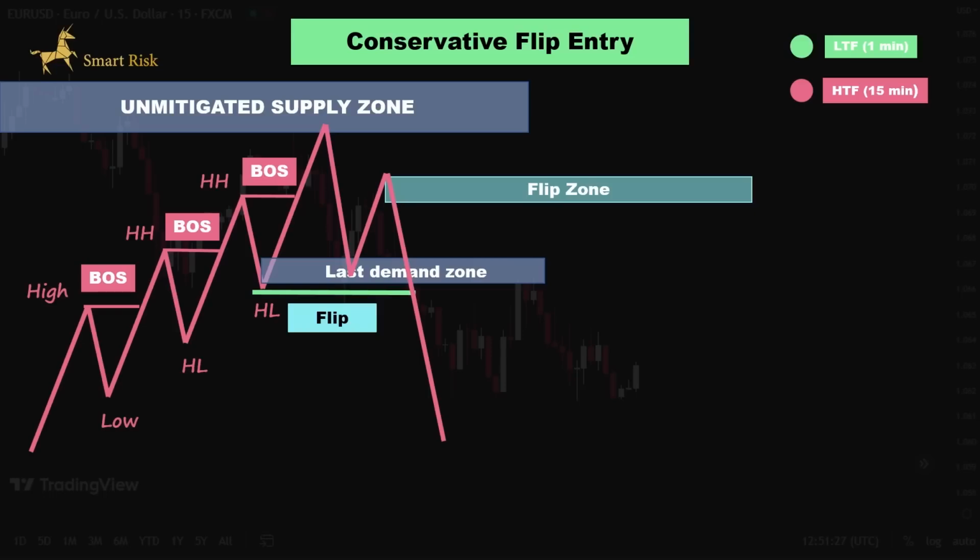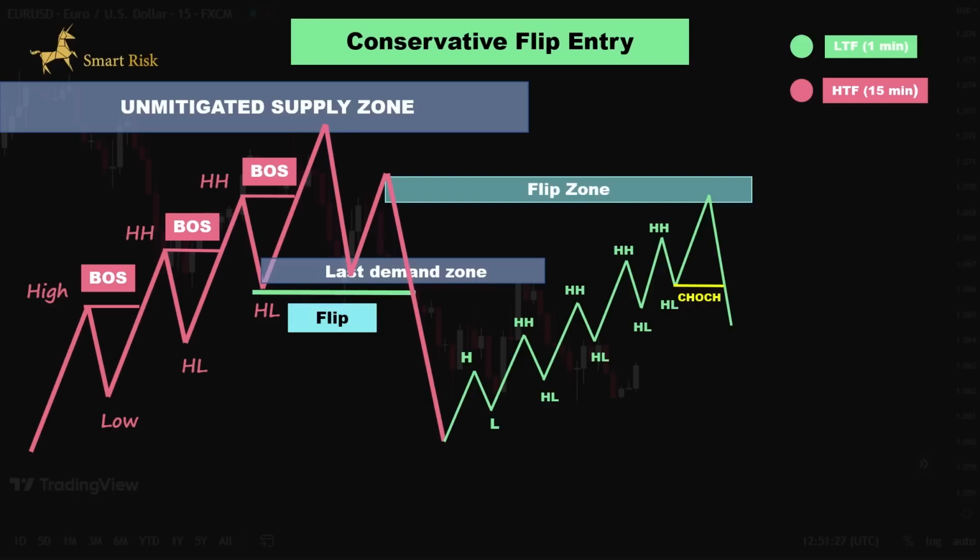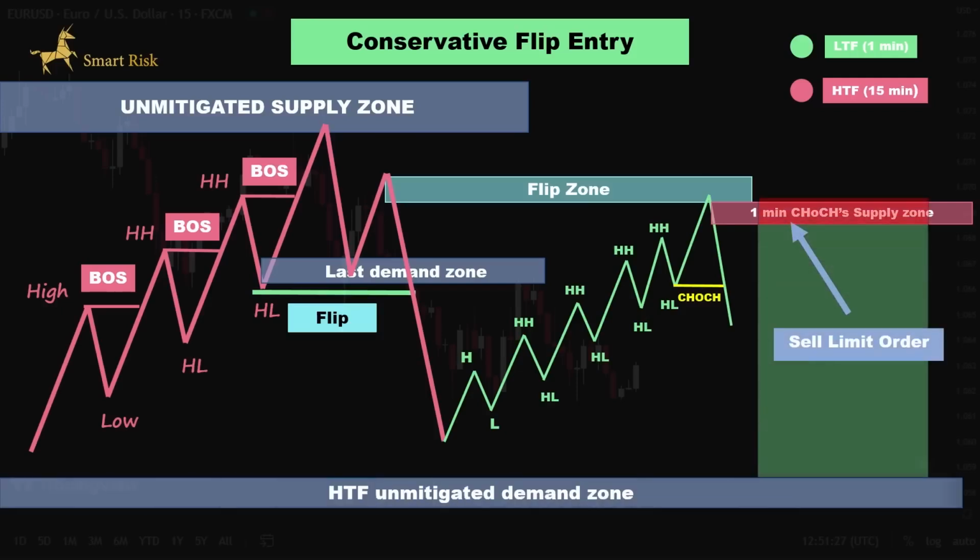Then, we should zoom into the lower time frame. Wait for price to return to the flip zone and show us a major change of character. After creating a valid change of character, next we should highlight the order block created by Chalk's wave on the lower time frame. In the following, we should place our sell limit order at the lowest point of the zone, with a stop loss a couple of pips above the zone's highest point.